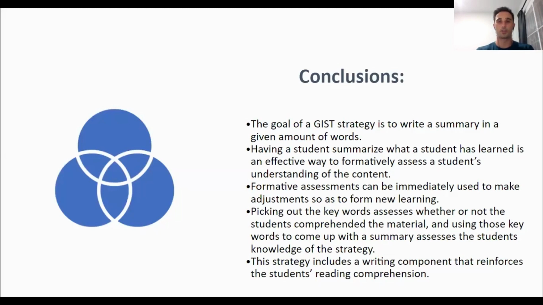The conclusions that we found with this presentation are that the goal of a GIST strategy is to write a summary of a text. Even though the goal is the summary, if the two previous steps are missing, this strategy cannot happen. Then summarizing can be used as a formative assessment. And this is really important because it can immediately serve as an adjustment for the current learning and also for the future.